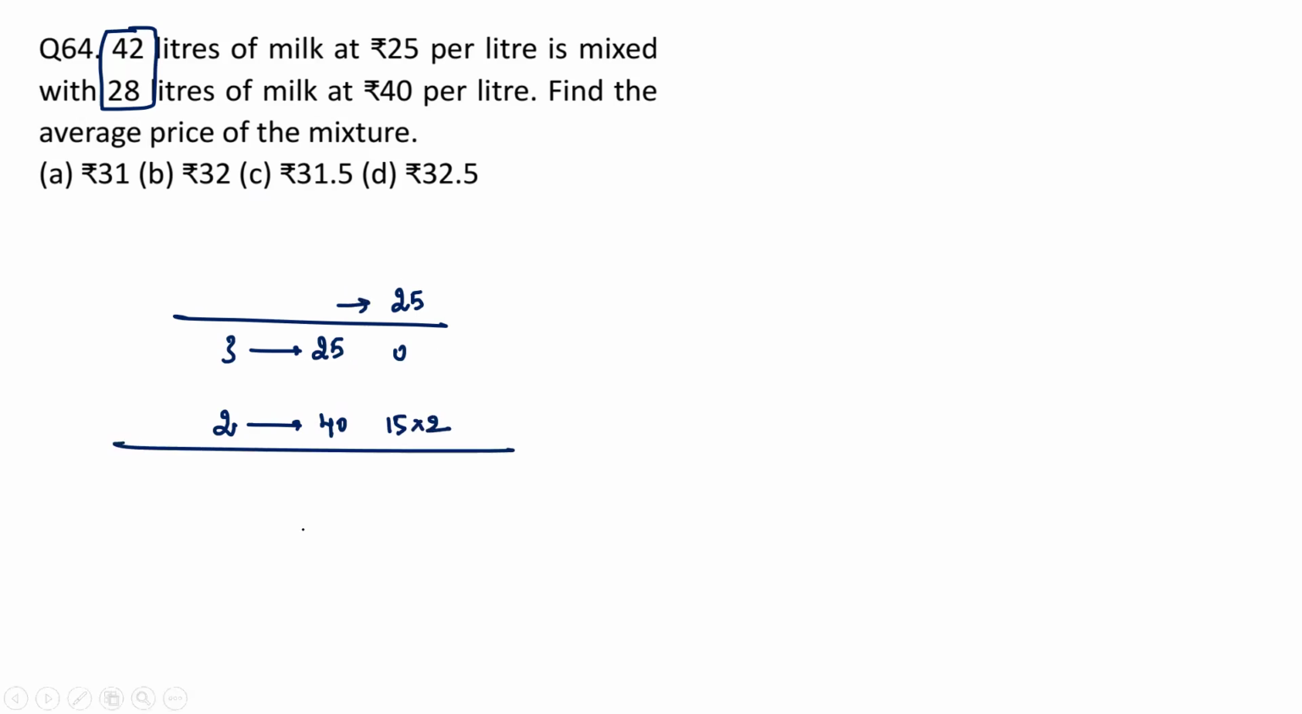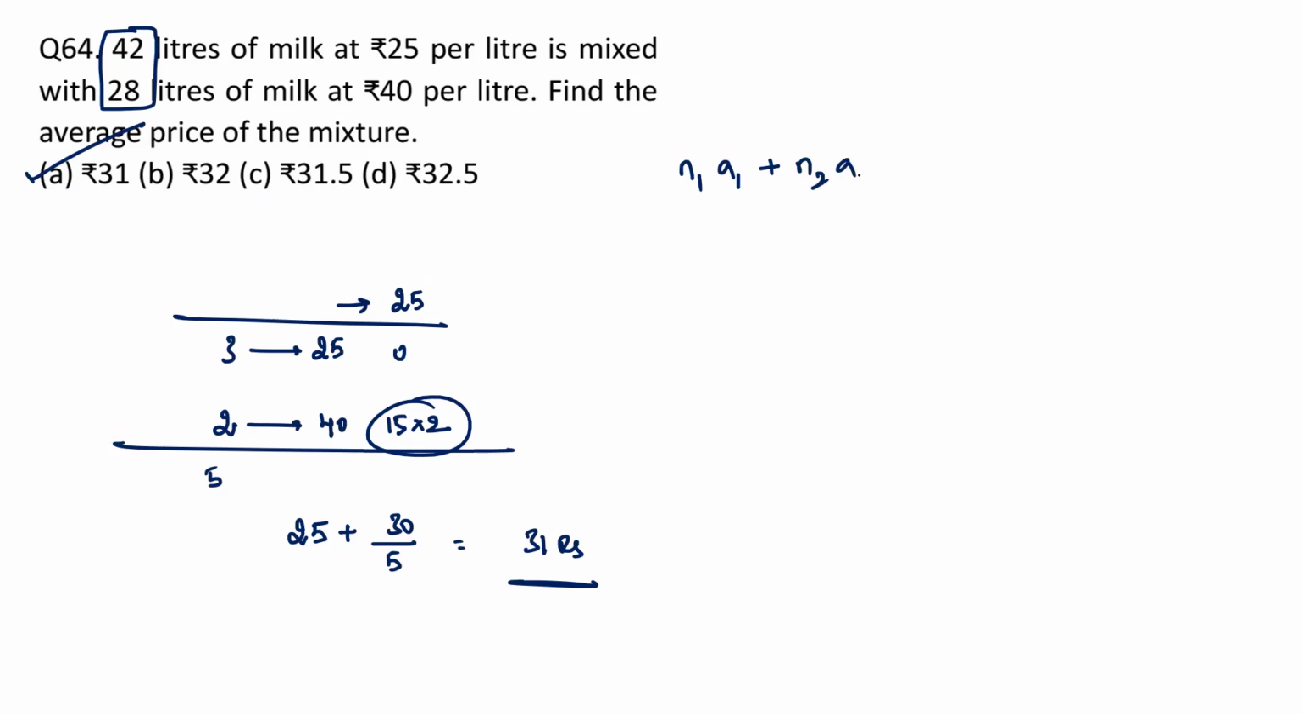So this is your assumption. Your assumption is 25. Your deviation is 30 divided by number of observations. Number of observations is 5. So 25 plus 6, it's going to be 31 rupees per liter. Or else you can use the formula N1A1 plus N2A2 divided by N1 plus N2. Here N1, N2, you take it as 3 and 2. After simplifying this, don't take without simplification.